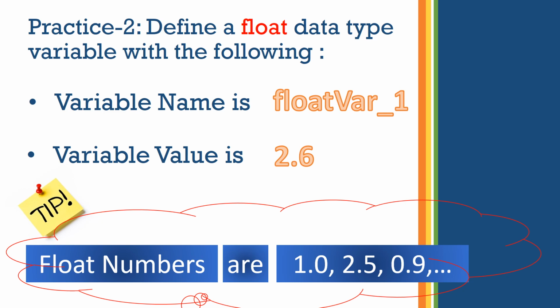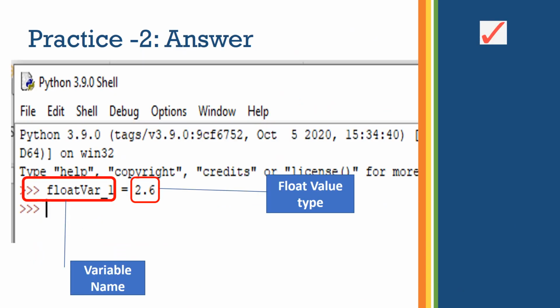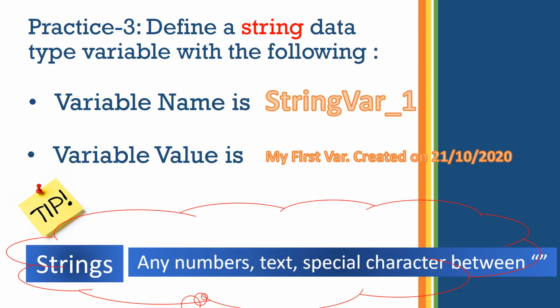Define a float data type variable with the variable name float_var_1 and variable value 2.6. Notice the tip. Try not to jump to the answer until you run it on your own Python shell editor. Well done. Keep up the hard work. Practice number 3. Define a string data type variable with the variable name string_var_1.